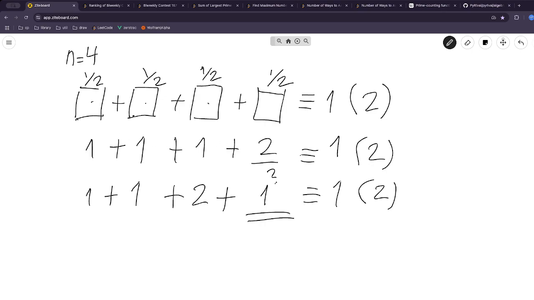And so that means we have 2 options for the first one, 2 options for the second one, 2 options for the third one. We multiply them together, we have 8 options, right? So it's 2 to the 3, and in general it's 2 to the n minus 1, right? Because this is going to work for any number n.